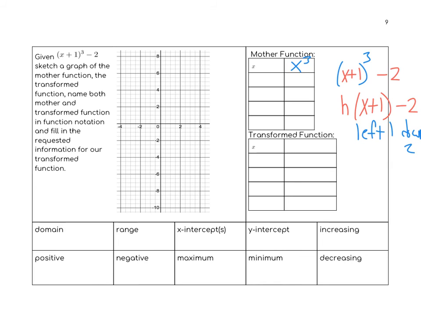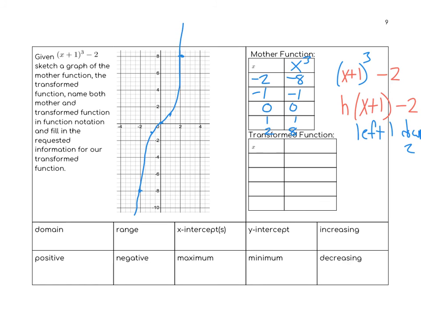Okay, so if we build the mother function table, we're going to use the same one we did before. So we got -2 and -8. -1, -1, 0, 0, 1, 1, and I'll add an extra row for bonus of 2 and 8. Might as well graph that as well. So we've got 0, there's my 1, 2, 8. It's my -1 and -2, -8. That nice smooth curve.